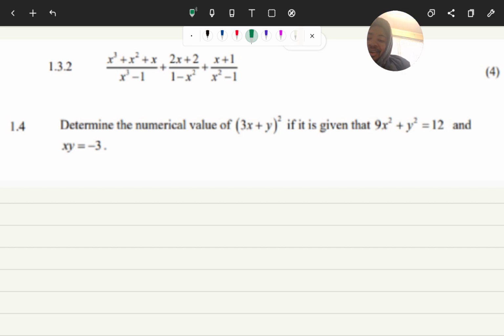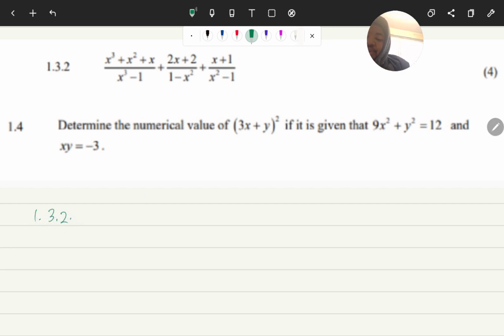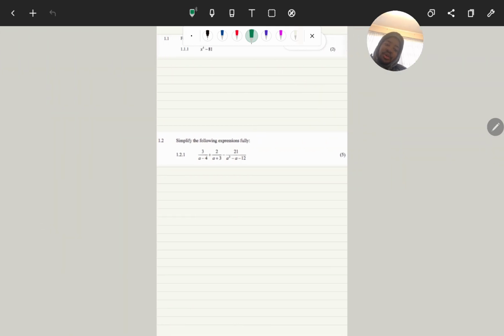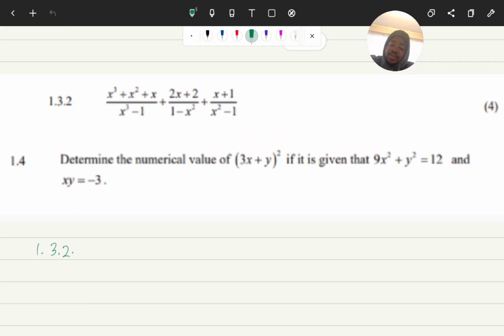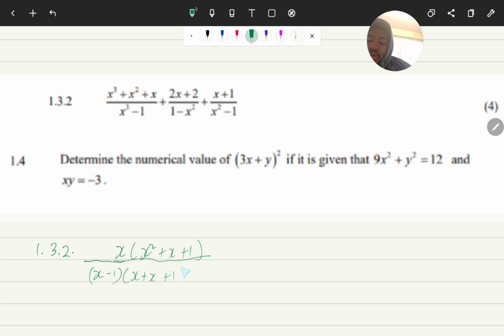So we have a number there, 1.3.2. That number we're just trying to simplify it. Right, we're trying to simplify it. So the first thing first, let's check, can we factorize it? Yes, we can. How? We have a highest common factor, which is x. So we take out x. You have x squared plus x plus 1, right? Can we factorize our denominators? Yes. So how do we do that? You have x minus 1. You have x plus, it's going to be just x plus 1, right?